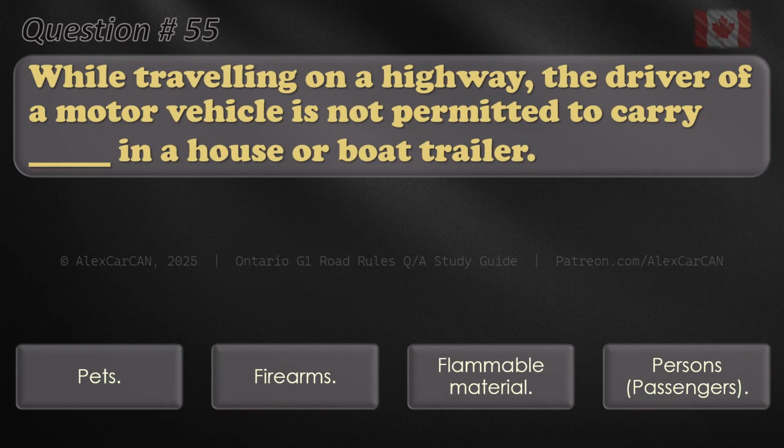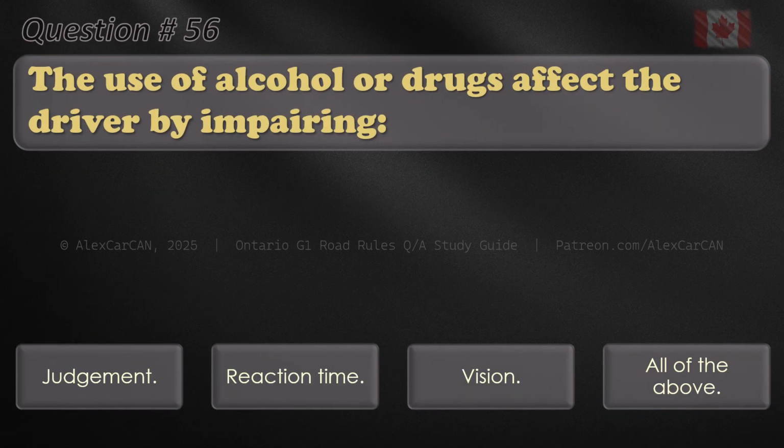Question number 55. While traveling on a highway, the driver of a motor vehicle is not permitted to carry, in a house or boat trailer, pets, firearms, flammable material, persons, passengers. The correct answer is persons, passengers. Question number 56. The use of alcohol or drugs affects the driver by impairing judgment, reaction time, vision. All of the above. The correct answer is all of the above.